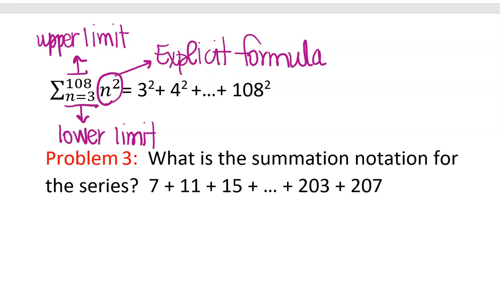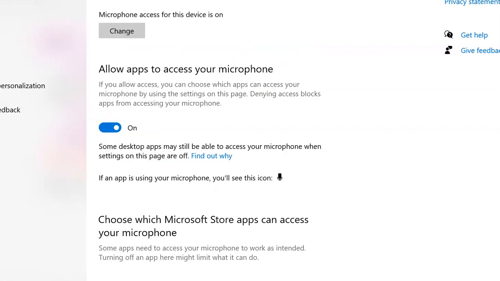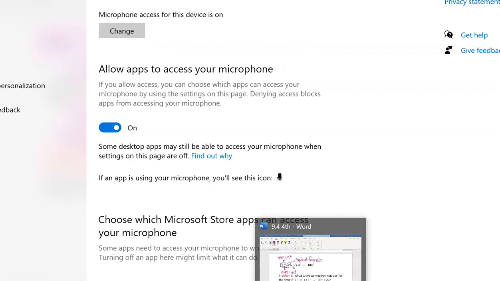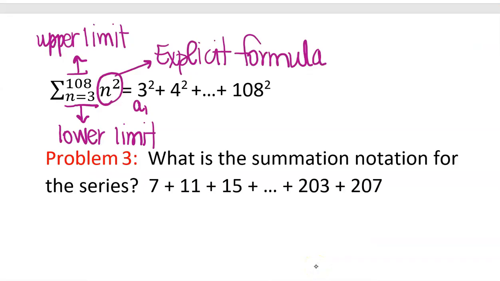So how do we use that? When you're looking at it, the first number that goes in is a 3. So you plug a 3 into that n squared formula and you get 3 squared. So this is your first term. Then you go up by 1, which would be 4. So you plug a 4 into the explicit formula, and this would be the second term. And you'd keep on going up to the 108th term, which would be 108 squared.